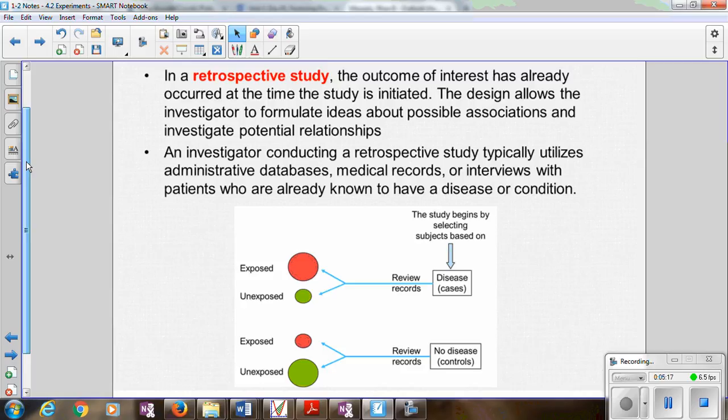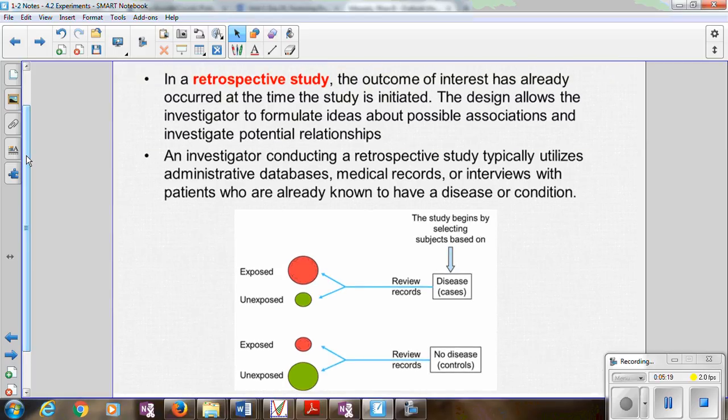So one of the things we're going to talk about in the design of experiments and the different designs of studies is to diagram them. The example you see right here is a diagram for a retroactive study. You'll see that the study begins with the disease itself. So basically the outcome of interest has already occurred at the time the study is initiated, and then the design allows the investigator to formulate ideas about the possible associations and investigate potential relationships.